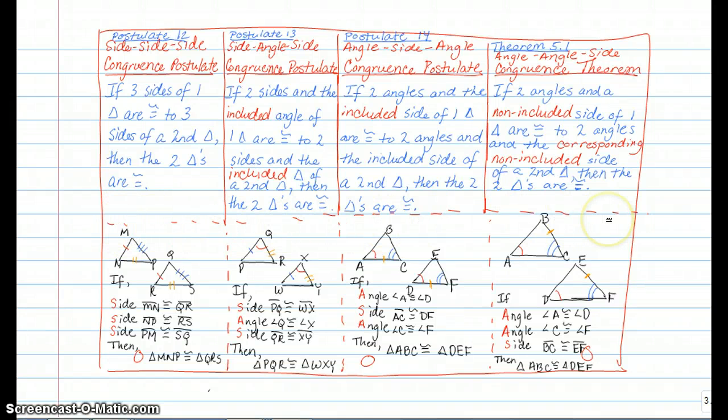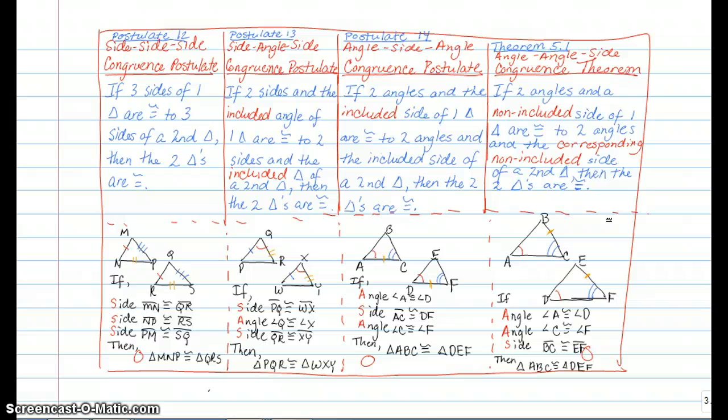If you lift up the flap, on the first one, on the upper part of that flap, you're going to write postulate 12, side, side, side, congruence postulate. And what that says is if 3 sides of one triangle are congruent to 3 sides of a second triangle, then the 2 triangles are congruent. So this is another form of deductive reasoning.